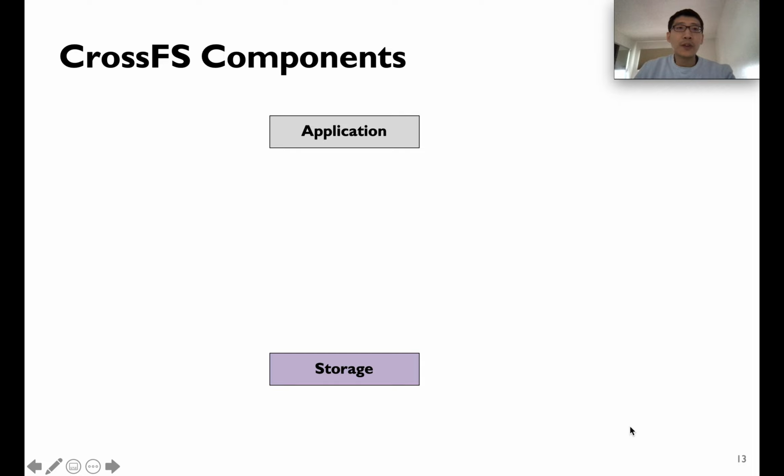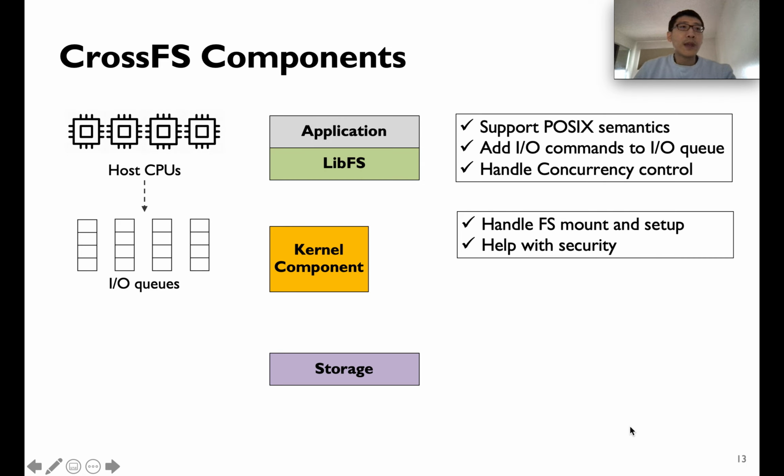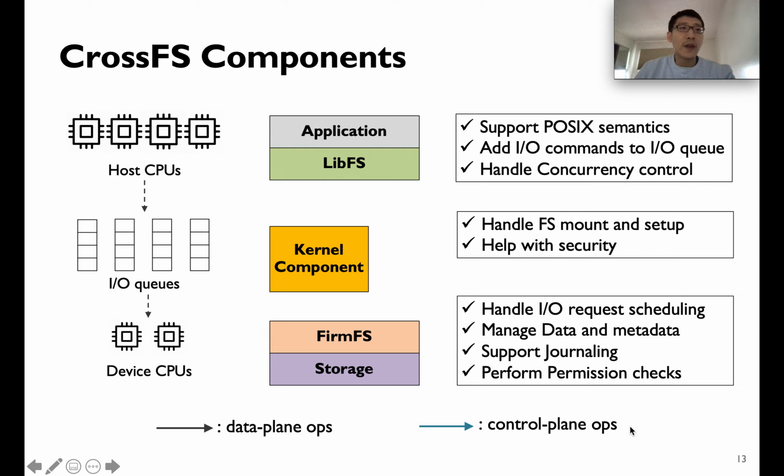CrossFS disaggregates file system components across I/O software and hardware layers. The kernel component is responsible for file system mount, setting up the I/O queue, and security. LibFS, within each application and utilizing the host CPU, dispatches I/O commands and also performs fine-grained concurrency control. FirmFS runs inside the storage device, utilizes the storage CPU, schedules I/O requests from the I/O queue, and performs block management, journaling, and permission checks. CrossFS bypasses the OS kernel for most data and control plane operations and goes to the OS only when necessary, such as file setup.